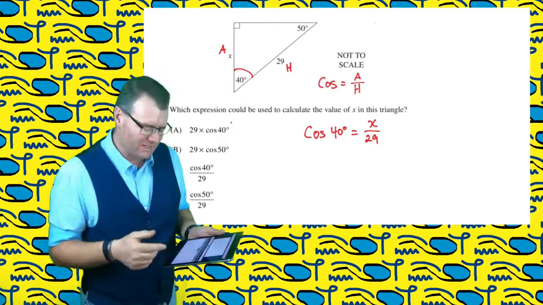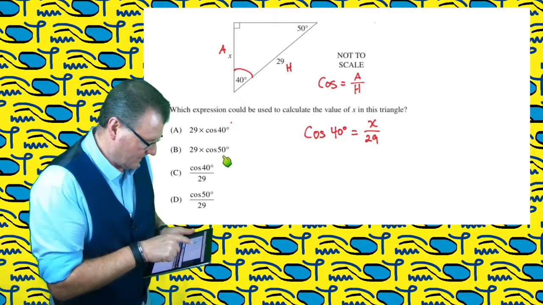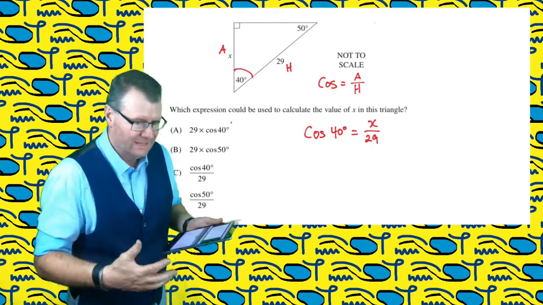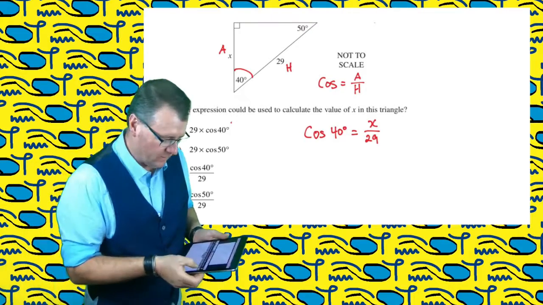Now I'm having a look at my list of options. None of them look like that. None of them say cos 40 equals x over 29. So let's take it the next step as if we were going to solve it.